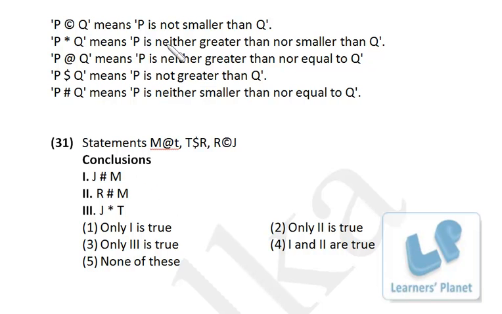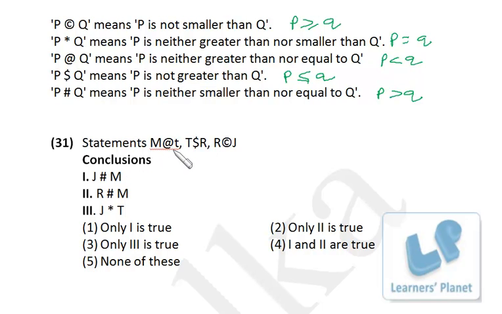Now the set: P is not smaller than Q means P is greater than or equal to Q. P is neither greater than nor smaller than Q means P is equal to Q. P is neither greater nor equal to Q means P is less than Q. P is not greater than Q means P is less than or equal to Q. P is neither smaller than nor equal to Q means P is greater than Q, right?